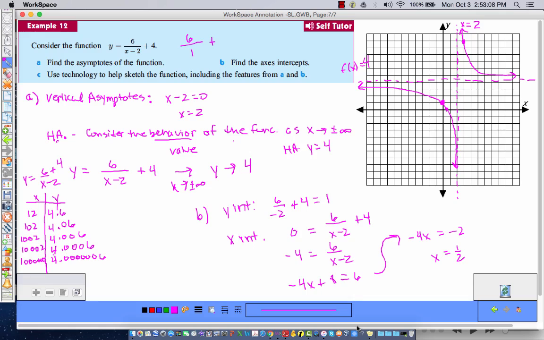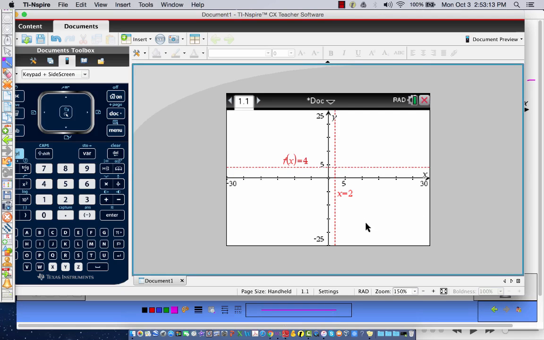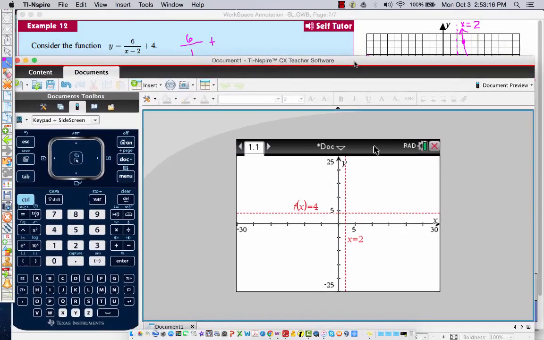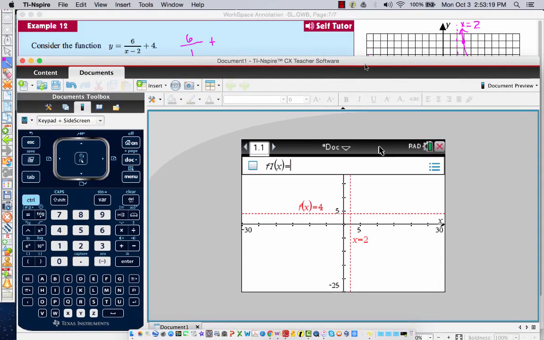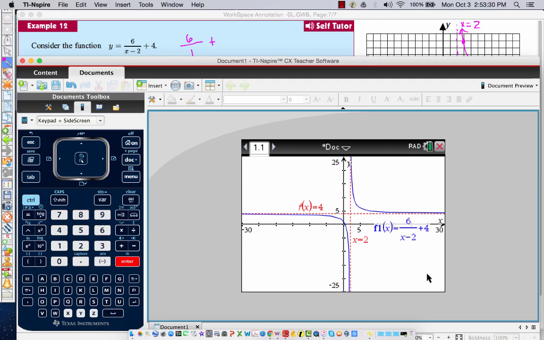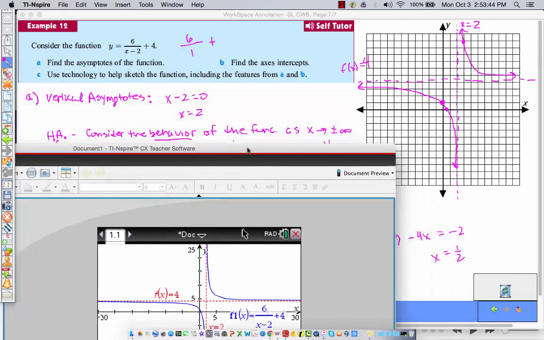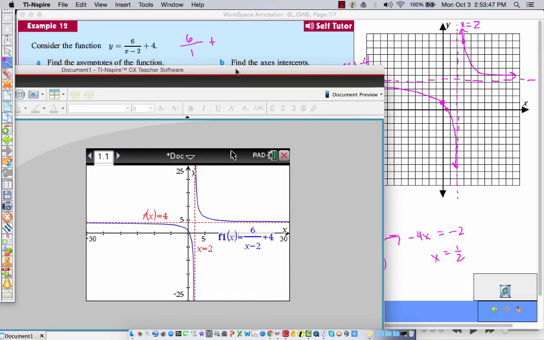So let's see how we did on a graph here. I've already set up the horizontal asymptote and the vertical asymptote. So let's graph the function. I type in 6 over x minus 2 plus 4. Graph it. Boom. It works in there very nicely. You can see our x-intercept of 1/2. Our y-intercept does appear to be 1 with our scale there. Our asymptotes fit nicely, and that's a nice little picture, and it's fairly close to our other graph.